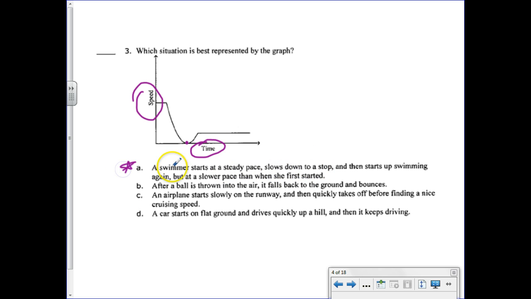Well, that looks good to me, but you should always check the other ones. After a ball is thrown into the air, it falls back to the ground and bounces. Not that one. An airplane starts slowly on the runway. Well, then your speed would go from slow and then quickly takes off before finding a cruising speed. No. The car starts on flat ground and drives quickly up a hill, and then it keeps driving. Well, this indicates a stopping point there, so that doesn't work either. It is A. Next question.